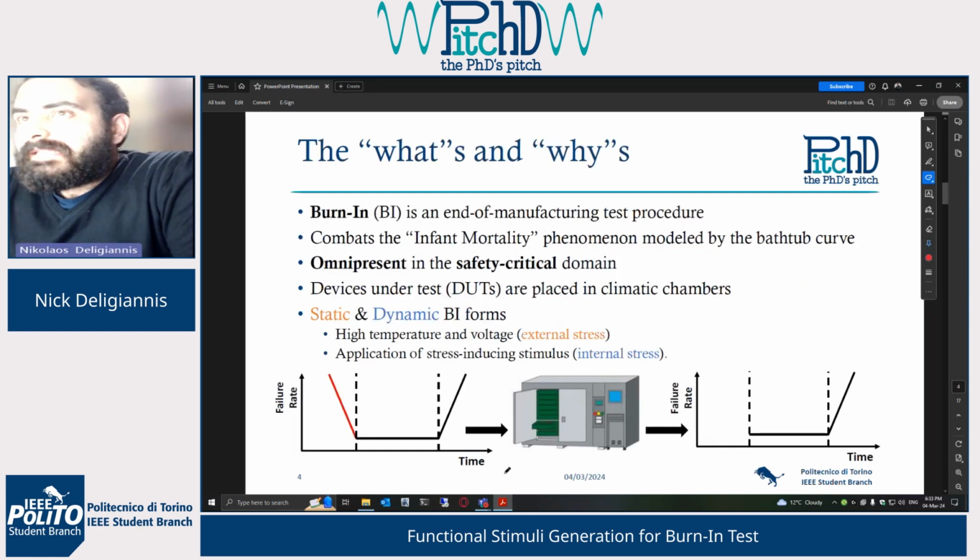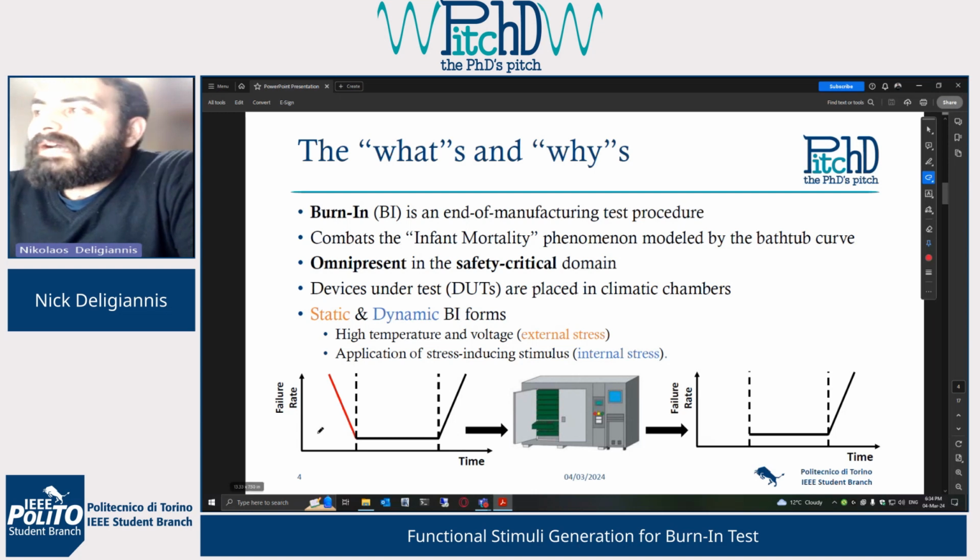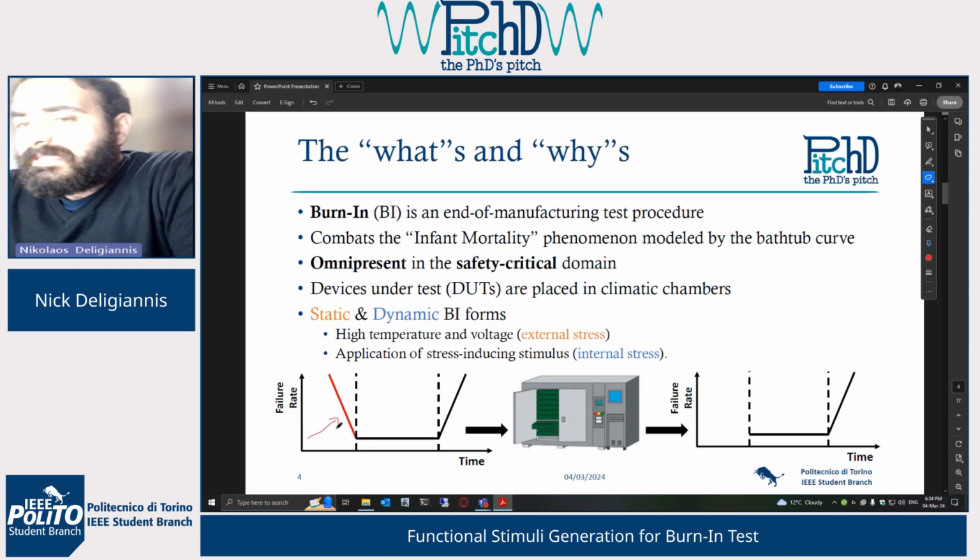So let's begin. What is the burn-in test? Burn-in, or BI as it is abbreviated, is an end of manufacturing procedure that is typically performed right before the final system level test. It is the main countermeasure in the arsenal of a test engineer in order to combat effectively the infant mortality phenomenon, which is modeled by the bathtub curve, as we can see here, which is very problematic. In the infant mortality, we observe a significantly high failing rate of the devices during their very early life stages. And this is typically due to some latent defects being present.